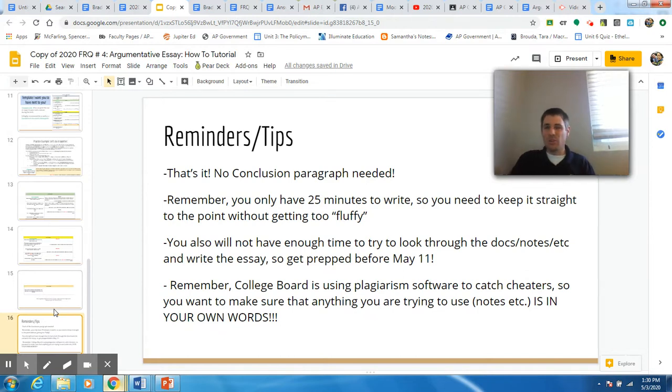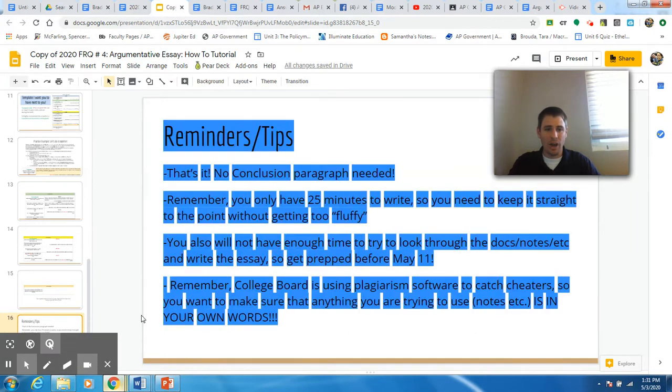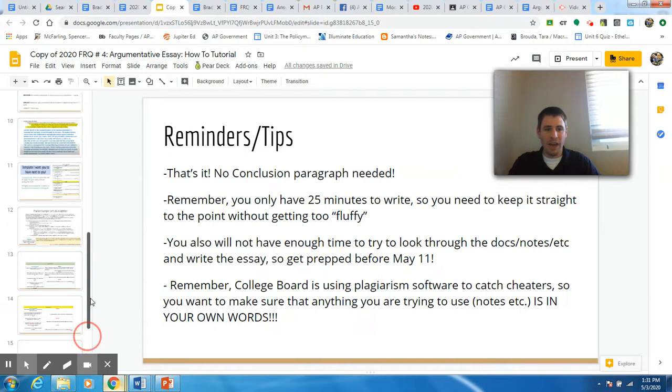There's not really a conclusion sentence necessary. You only have 25 minutes. You can have these documents close to you if you want to reference. College Board is using plagiarism detection, so please do not copy and paste. They will find out. They're talking about using bigger software. So other than that, that's pretty much it. Hope this helps you guys. I would have this reference.